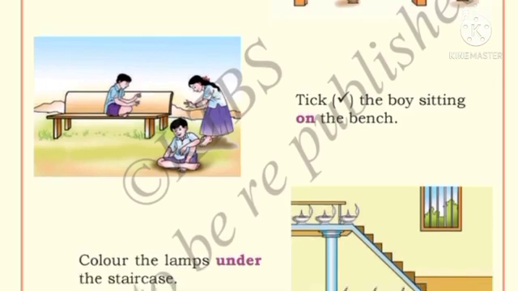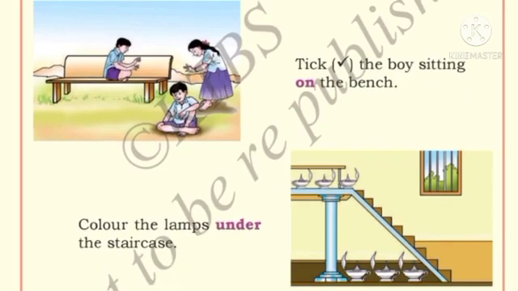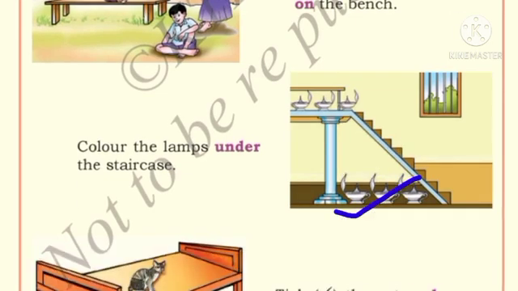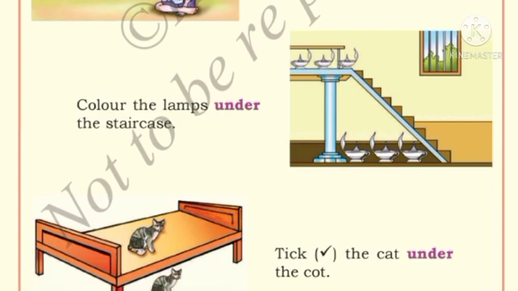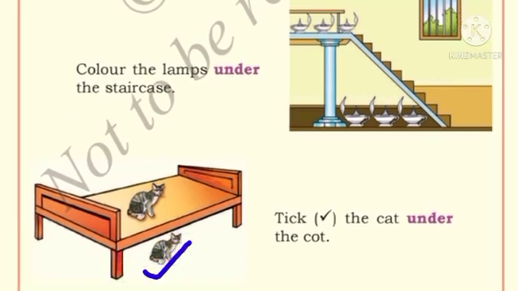Now color the lamps under the staircase. See children, the lamps which are here upside, for that we will say on the staircase, but this is under the staircase, means inside the staircase. We have to color these. Now put a right mark on the cat under the cot. Under means inside the cot, we will put a right mark on this cat.